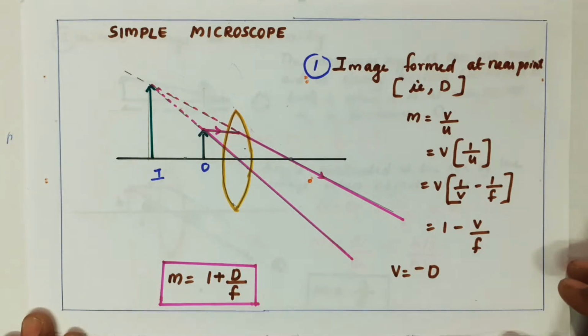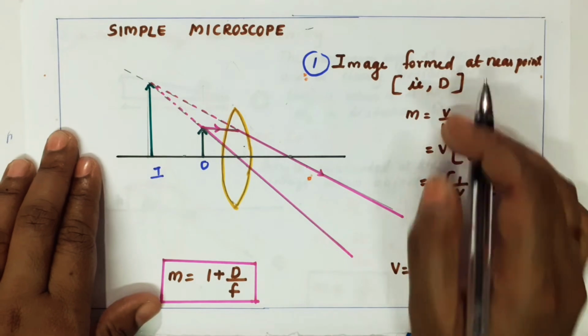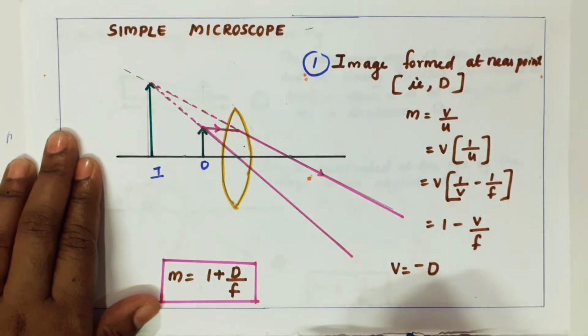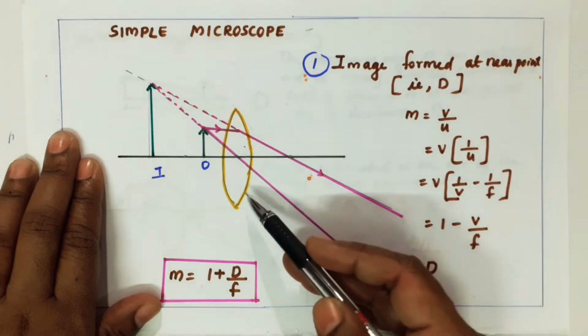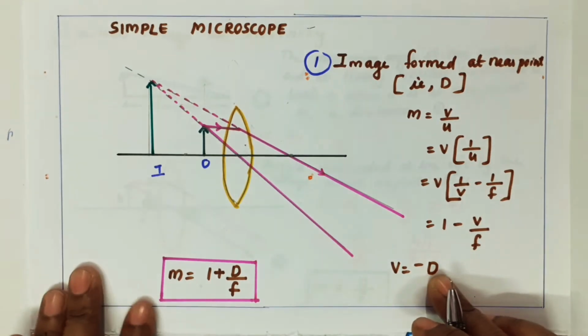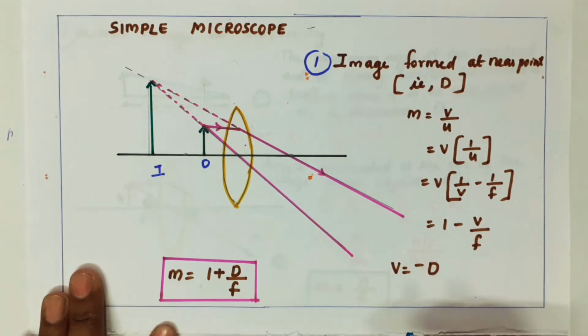One is called the simple microscope. A simple microscope is nothing but a reading lens. So we use this lens for reading purposes. For reading, I want to see the erect image. If I'm reading a book, I want to see the erect image of the letters.